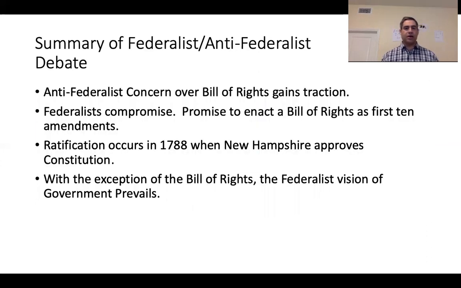To summarize, where we're going to leave it today, let's just say that the summary of the Federalist and anti-Federalist debates is that there's a compromise. The Federalists succeed in getting the states to ratify this new Constitution, but it comes with a compromise over the Bill of Rights, and they promise to initiate a campaign to ratify a Bill of Rights following the adoption of the new constitution. With the exception of being pressured into including a Bill of Rights, which is from the preferences of the anti-Federalists, the Federalist vision of government endures.